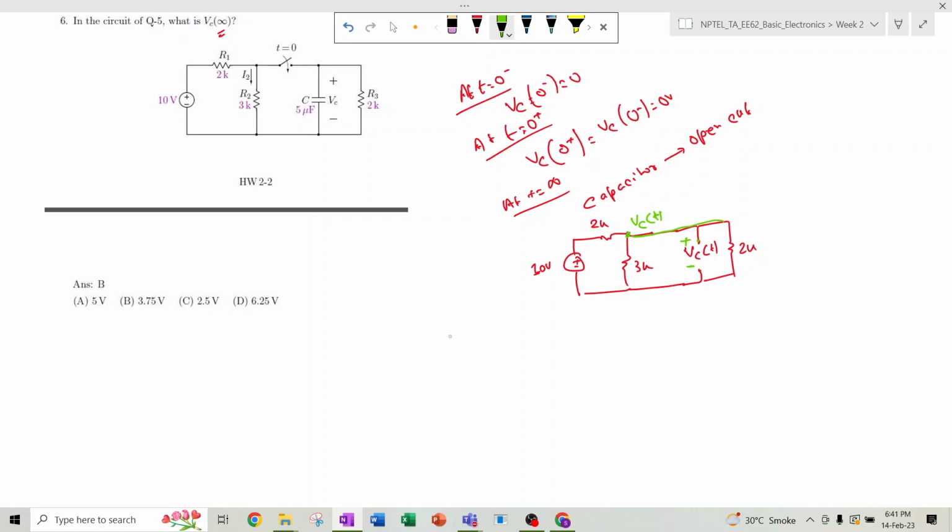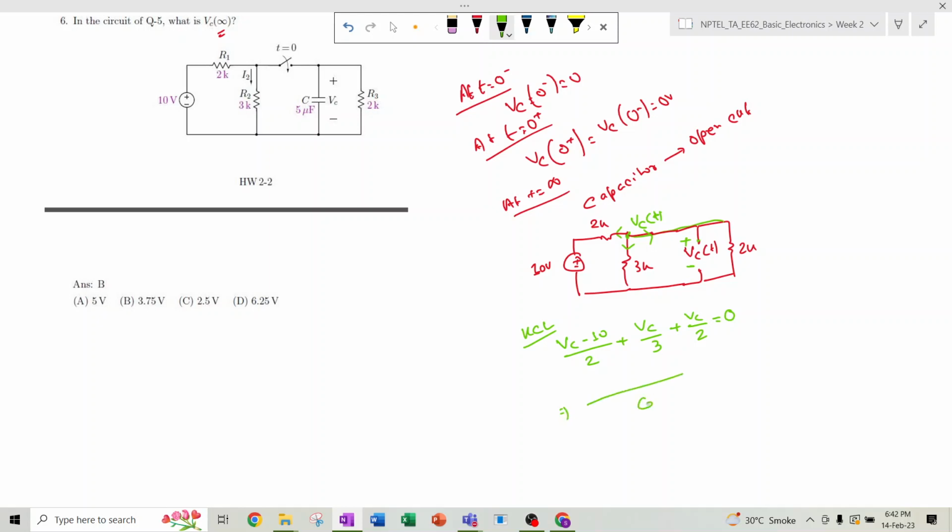So we can solve this by using basically the KVL or KCL. I am using the KCL at this point. The current flow in this direction will be (Vc minus 10) divided by this 2K resistor, plus the current flow in this direction Vc divided by 3, plus the current flow in this direction, Vc divided by 2. That all should be equal to 0 according to the KCL.